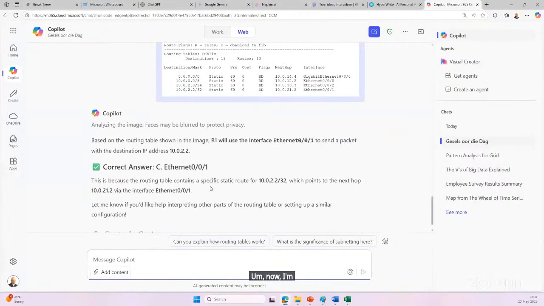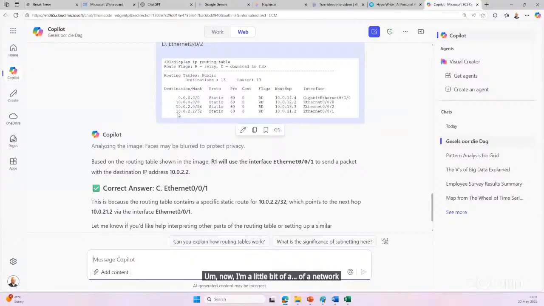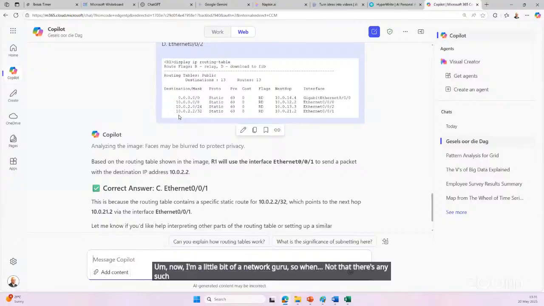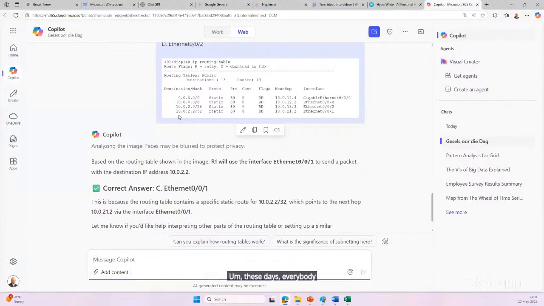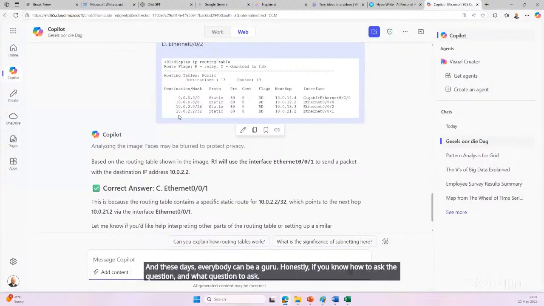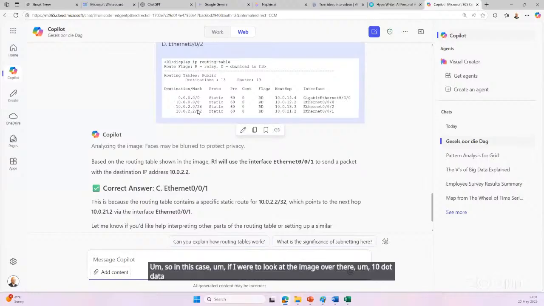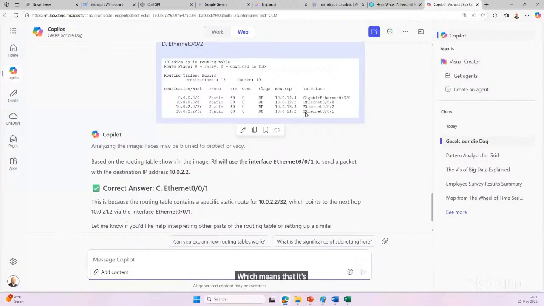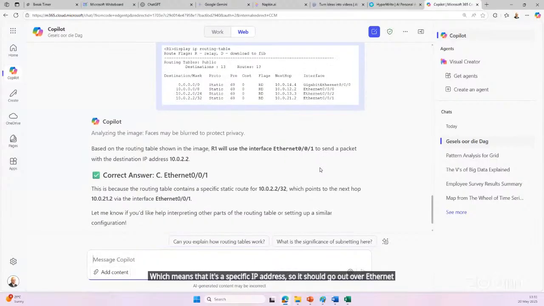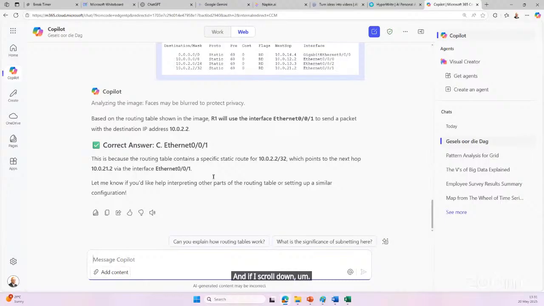Now, I'm a little bit of a network guru. Not that there's any such thing as a guru, although these days everybody can be a guru. Honestly, if you know how to ask the question and what question to ask of an AI service, you will be able to get the appropriate answer. So in this case, if I look at the image over there, 10.32 means all the bits are covered, which means that it's a specific IP address, so it should go out over Ethernet 001. And if I scroll down, it predicted the appropriate answer. There's machine learning in action.